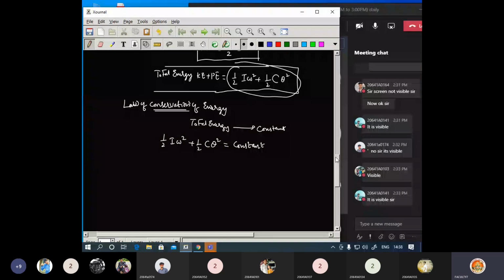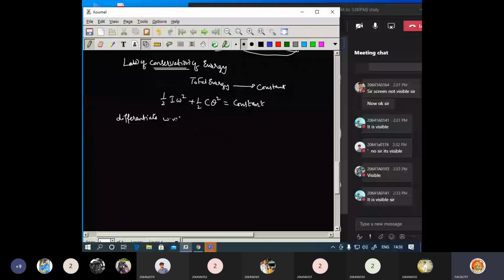Now let us differentiate the above equation, this entire equation, with respect to time t. Refer to this as the left hand side and this as the right hand side. The right hand side is a constant. If you differentiate it, what happens? It is going to give 0. A constant differentiated gives 0.